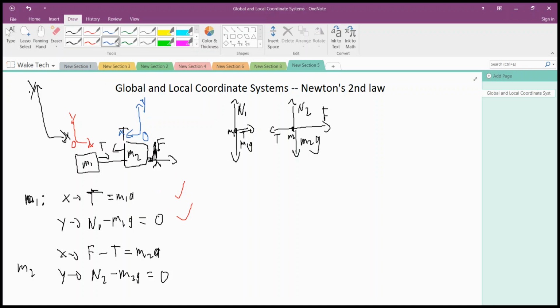In the blue coordinate system, the y direction stays the same because the only thing that mattered there was direction. But now, in the x direction, something is different. I made to the left positive. So now I get T minus F is equal to M2, and now I'm going to call it a2.